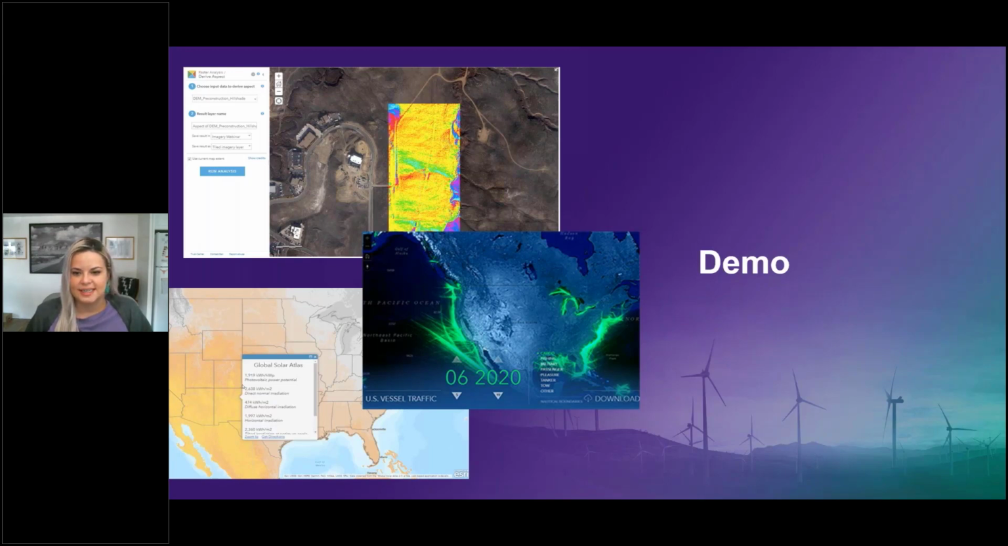So now Scott will show us an example of a few configurable applications that integrate imagery and raster data sources to identify the most suitable locations for our potential renewable energy project development sites of interest. Scott, over to you.